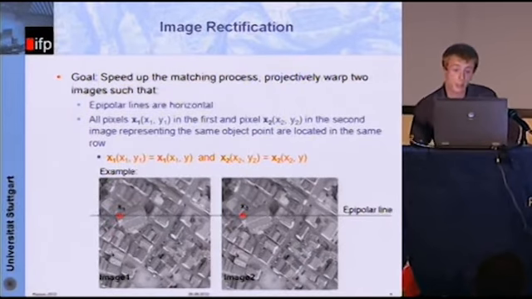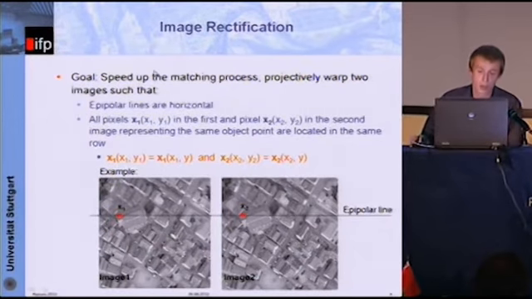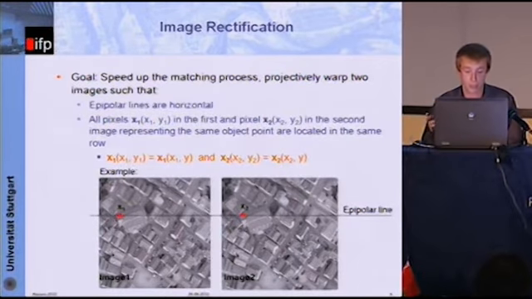Okay, so first step, image rectification. The overall goal is to speed up your matching process. What you do is some projective plane-to-plane warping in a way that pixels representing the same world object point are in one line. So epipolar lines are horizontal, and they are located in the same row. So actually, if you want to search for corresponding pixels, you only have to search along the epipolar line, and this is a one-dimensional line in the image.